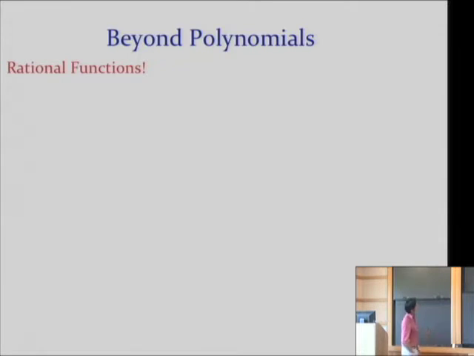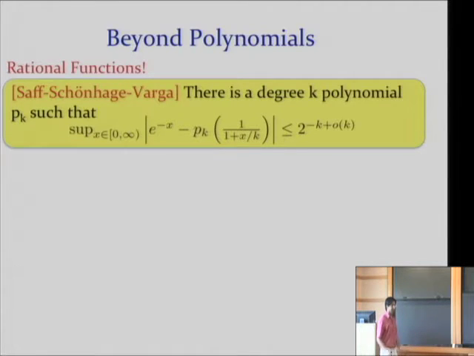So great, rational functions. Here's a beautiful result of Saff, Schonhage and Varga. It says that you can approximate the exponential function by a polynomial in 1 over 1 plus x over k. We all know that 1 over 1 plus x over k, to the power k, as k goes to infinity, tends to e to the minus x, but it turns out to have very poor convergence. But if you allow a degree k polynomial in this rational function 1 over 1 plus x over k, I can get geometric convergence, 2 to the minus k. That's the error.